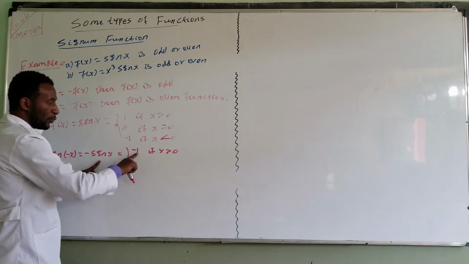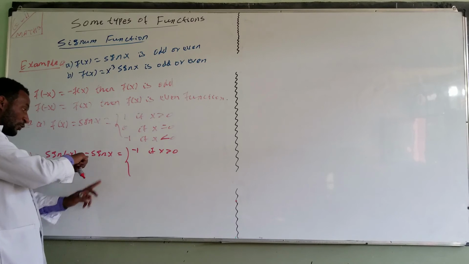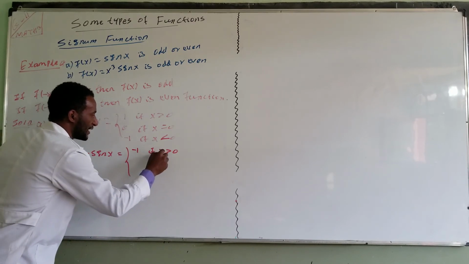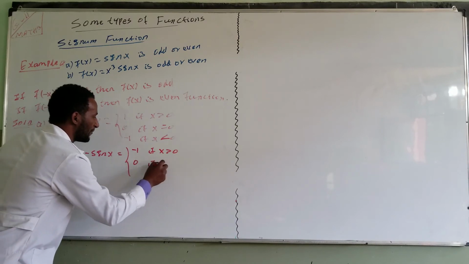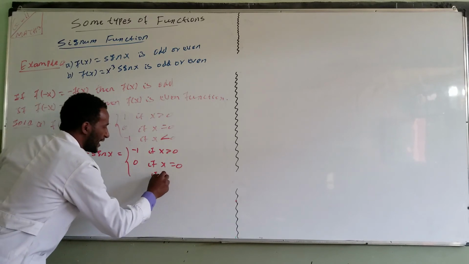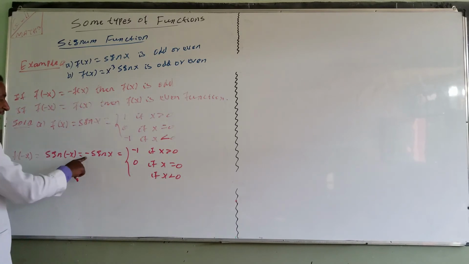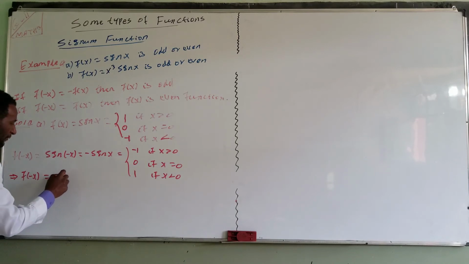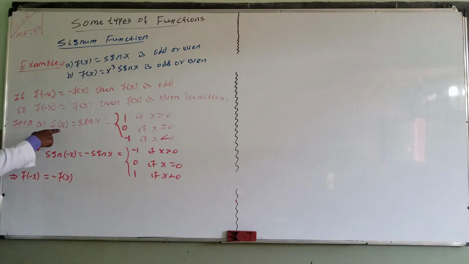Therefore it becomes negative 1 if x is greater than 0, since signum x is 1 when x is greater than 0 and we multiply by negative. It is 0 if x is equal to 0, and if x is less than 0, negative times negative is equal to 1. This implies that f of negative x is equal to negative of f of x, because f of x is equal to 1, 0, negative 1.